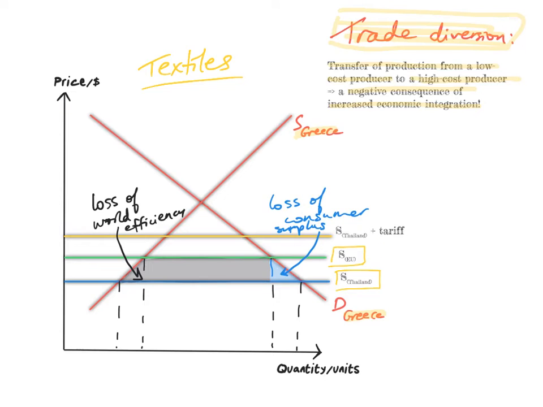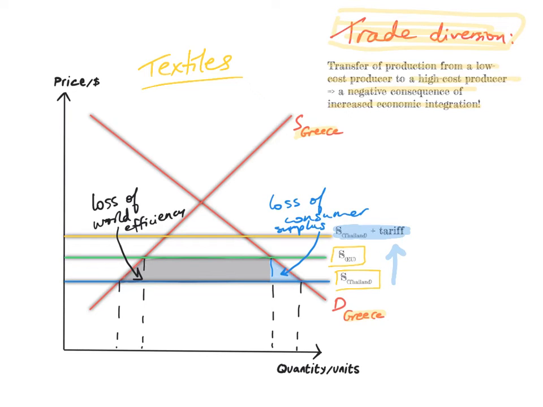Now, from the perspective of Greece, once you add the tariff, it shifts the S-world curve from Thailand very high up above the supply from the EU. So now it appears that buying textiles from the EU is more expensive, even though it's not that the EU is more efficient, it's just that the tariff artificially raises the price of textiles from Thailand.